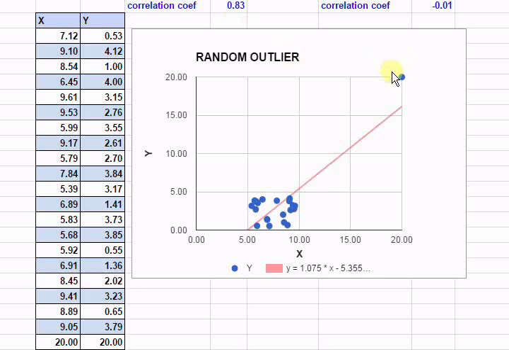However, in this case, we need to be careful. Why is this outlier here? This may be an experimental error. So what we need to do is remove this outlier and see if any of this data retains this trend line.